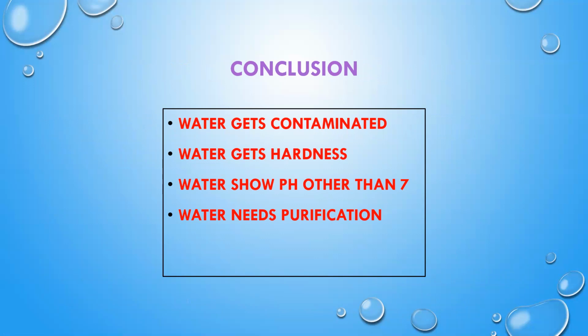So in conclusion, we can say that the hydrological cycle has a number of chances wherein the water gets contaminated. Then due to the contamination, water gets hardness. As a result, water shows pH other than 7, and hence such water needs further purification.